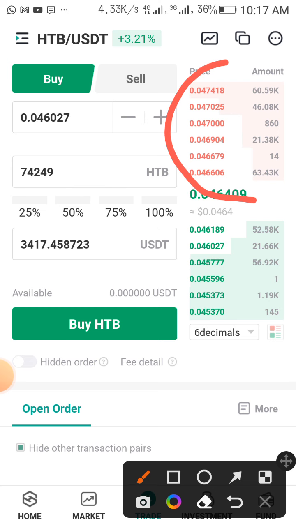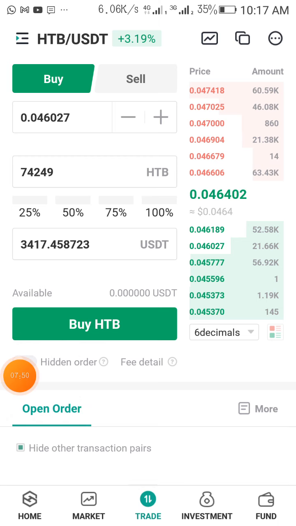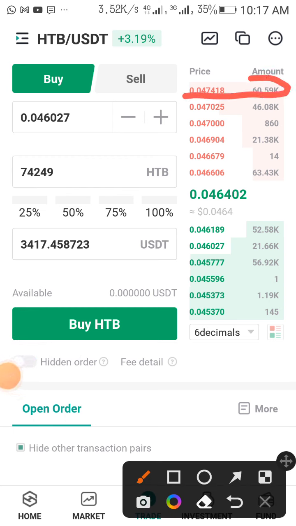So this first person over here, this is the rate he's willing to sell at, and this is the amount he has in position to sell. Here you can see, he's selling at 0.046606. You can see, right? So that's his own rate. If you check the second person's rate, you see his own rate up to here. So you see the rates are different, and also the quantity they want to sell are indicated there.